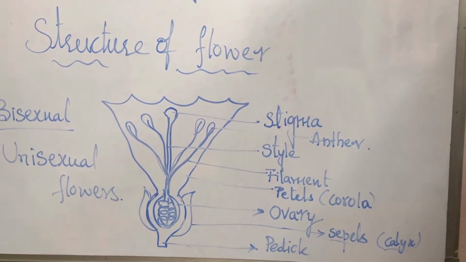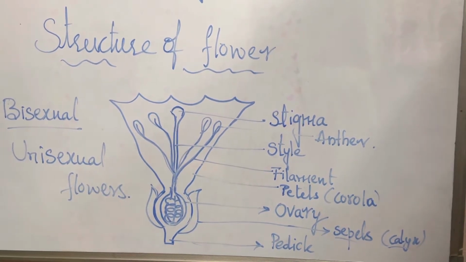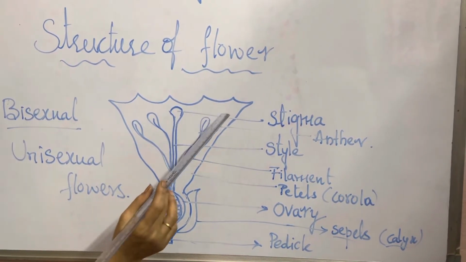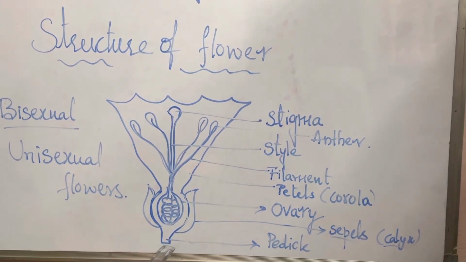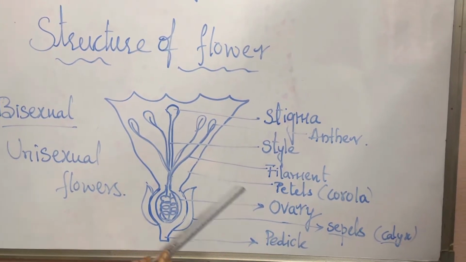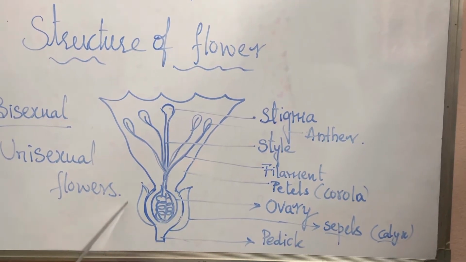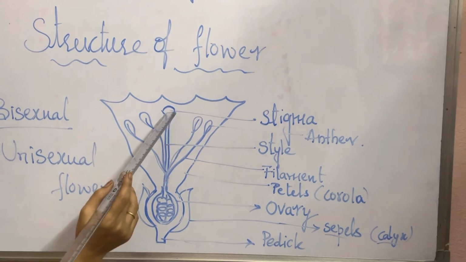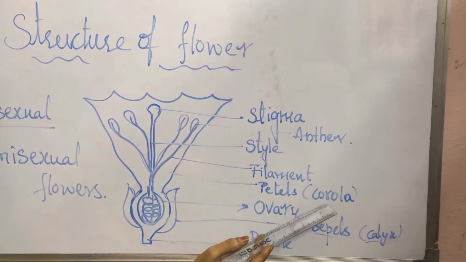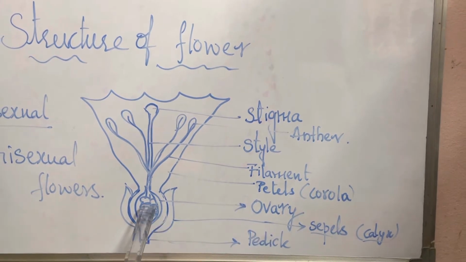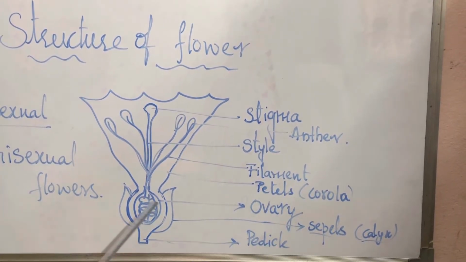Here I am going to explain the bisexual flower, for example datura or hibiscus. The green colored portion, the stalk of the flower, is termed the pedicel, and the reproductive parts are enclosed in it. The colored portion of the flower is termed the petals or corolla, and what encloses all the floral parts is termed the sepals or calyx.